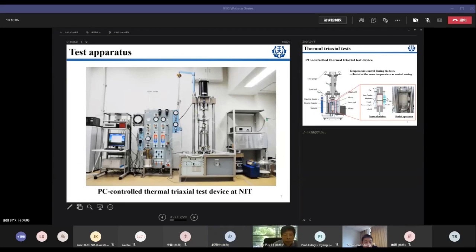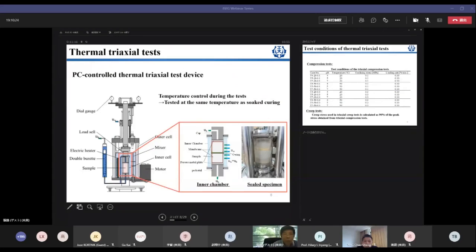And this is the PC-controlled thermal triaxial test device at NIT, and this is totally computer controlled, so we can conduct tests with different stress paths. And also, we have to consider a sealing technique, because the cement samples are very sensitive to water conditions. So during triaxial tests, we have to seal the samples from the water.